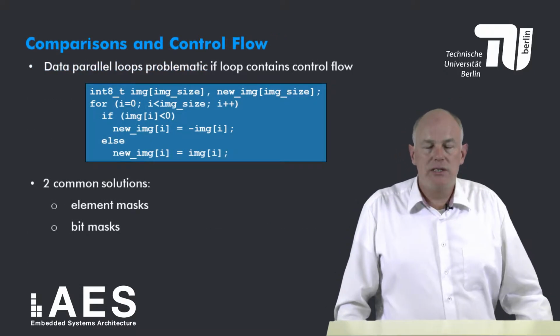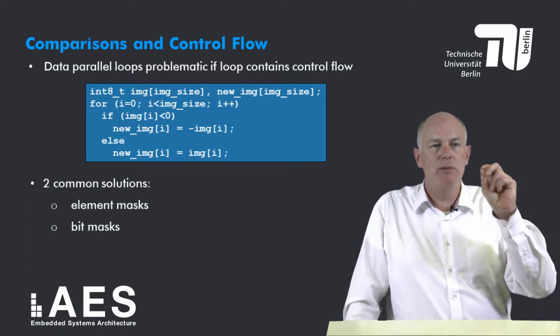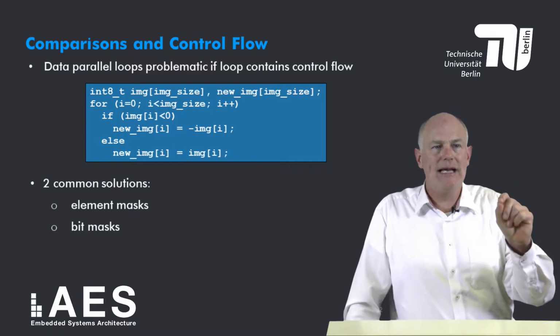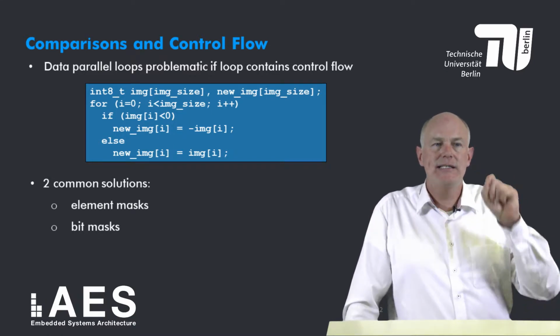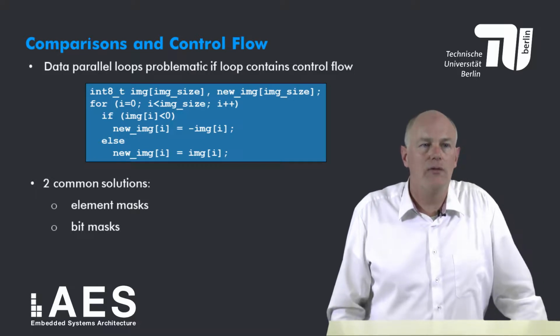Data parallel loops, where the same instruction, the same operation, needs to be performed on all data elements, are problematic if the loop contains if-then-else statements, if the loop contains control flow.